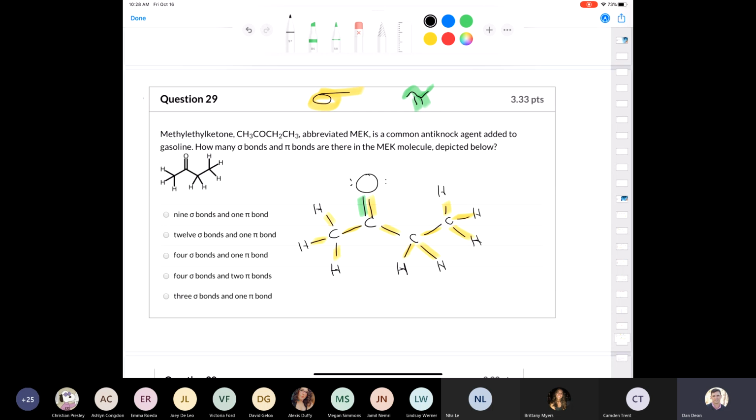So if we tally these up, the sigmas, we've got 1, 2, 3, 4, 5, 6, 7, 8, 9, 10, 11, 12. So we've got 12 sigmas, and we've only got 1 measly pi. So 12 sigma bonds and 1 pi bond, and so our answer is right here.